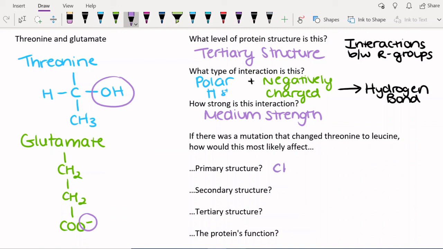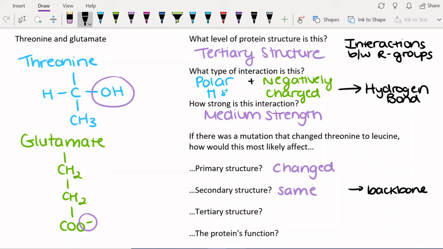How will this change primary structure? Well, the amino acid sequence is changed, so primary structure is changed. Secondary structure involves the amino acid's backbones. The R group is changed, not the backbone, so most likely the secondary structure will be the same.